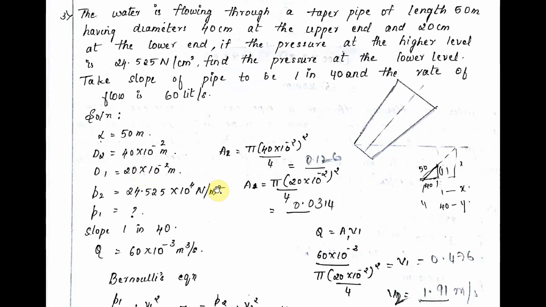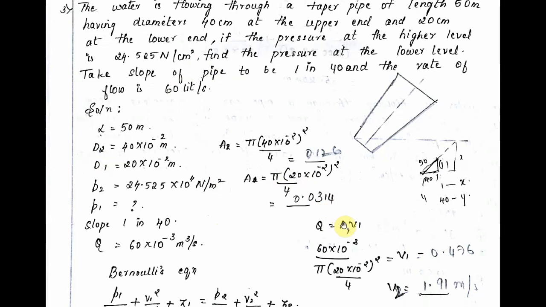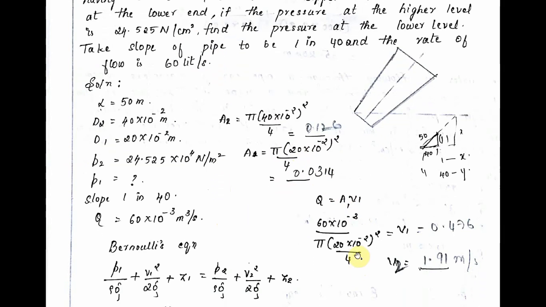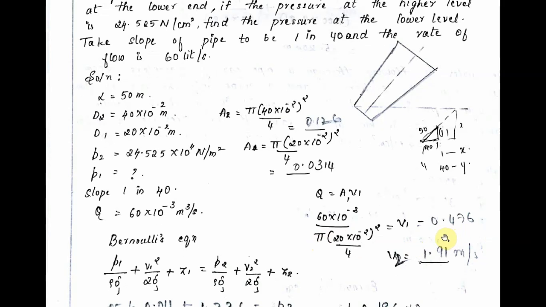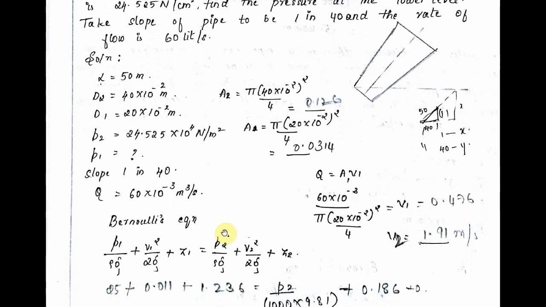Length is equal to 15 meters and d1 is 40 into 10 raised to minus 2 meters. D2 is equal to 20 into 10 raised to minus 2 meters. Then P1 is equal to 24.525 into 10 raised to 4 Newton per square meter. P2 is equal to how much? The area A1 is equal to pi into 40 into 10 raised to minus 2 the whole square divided by 4, that is equal to 0.0314. We also know that Q is equal to A1 into V1. Therefore, 16 into 10 raised to minus 3 divided by pi into 20 into 10 raised to minus 2 the whole square divided by 4 is equal to V1. That is equal to 0.416, and V2 is equal to 1.91 meters per second.